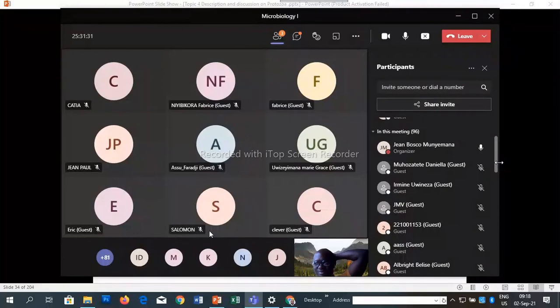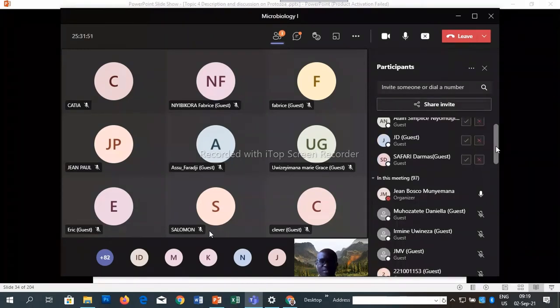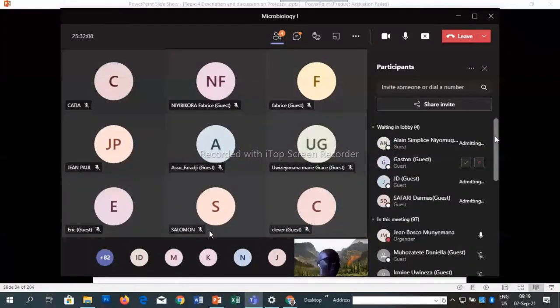other body parts. But each parasite, each microorganism has a tropism. A tropism means that it has a specific body site where it will live, reproduce, and even cause disease. That's how, like, hepatitis virus, we find them in the liver. So, am I clear?